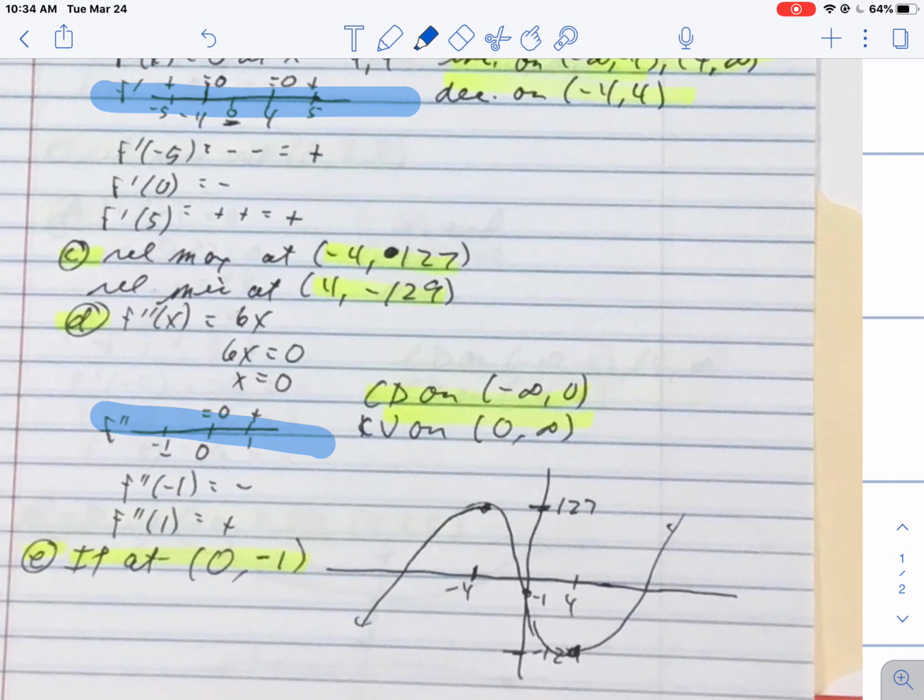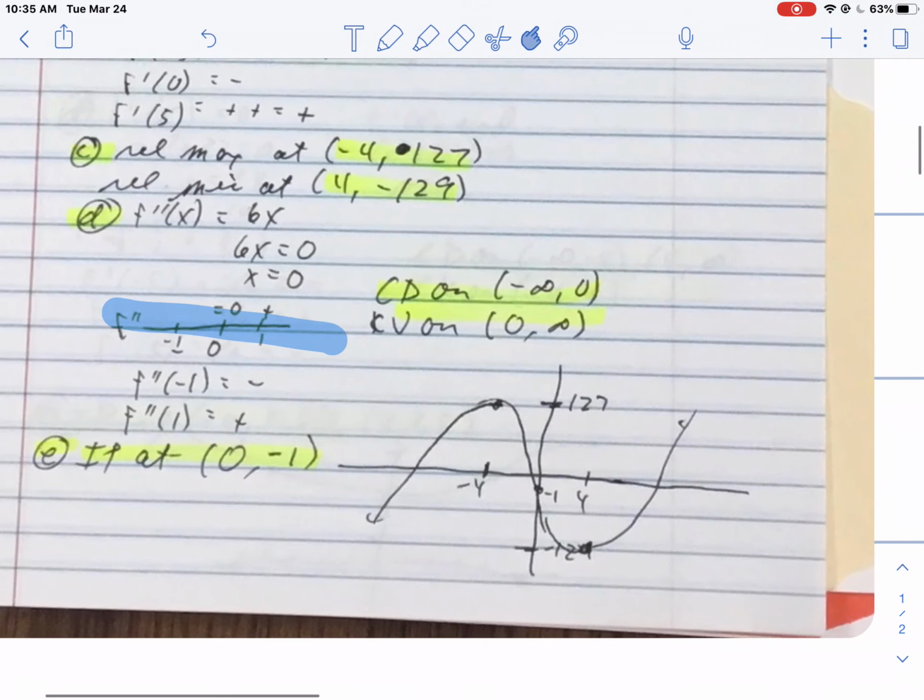So since we're negative on that interval from negative infinity to 0, our second derivative, then we're concave down on that interval. And since the second derivative, again, be careful as far as which function you're talking about. So this is f double prime. Since our second derivative is positive on that interval from 0 to infinity, then the graph would be concave up on that interval. And so inflection points would occur at any point where we have a change in concavity.